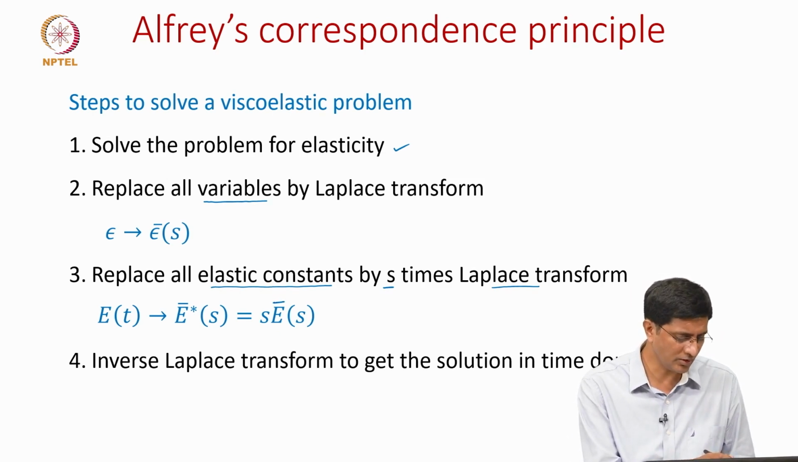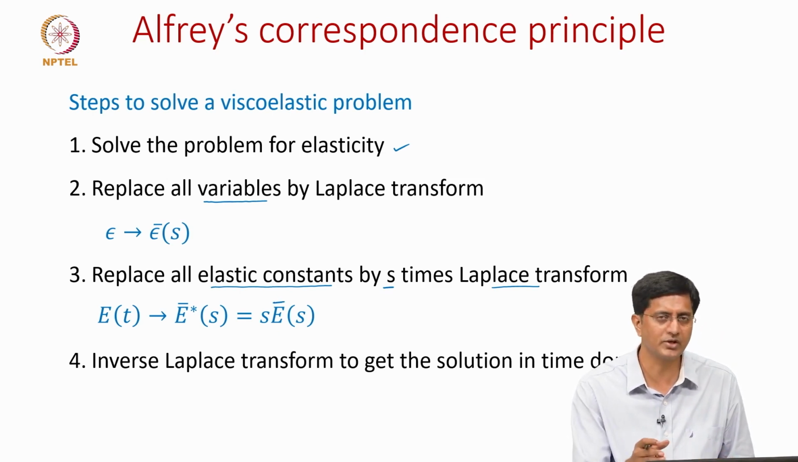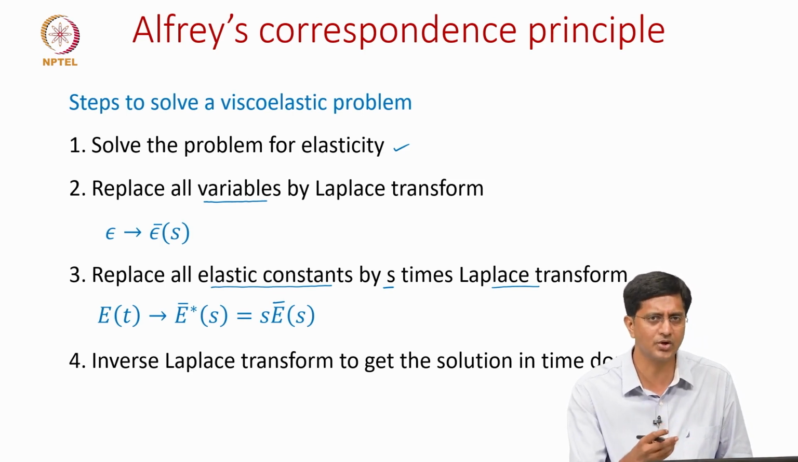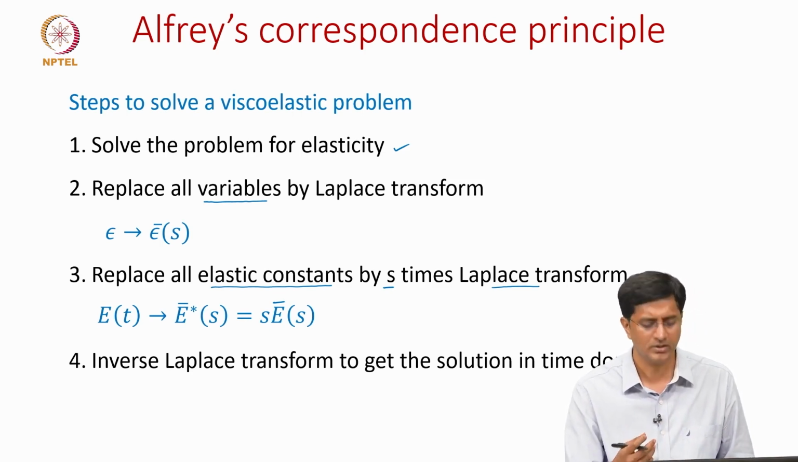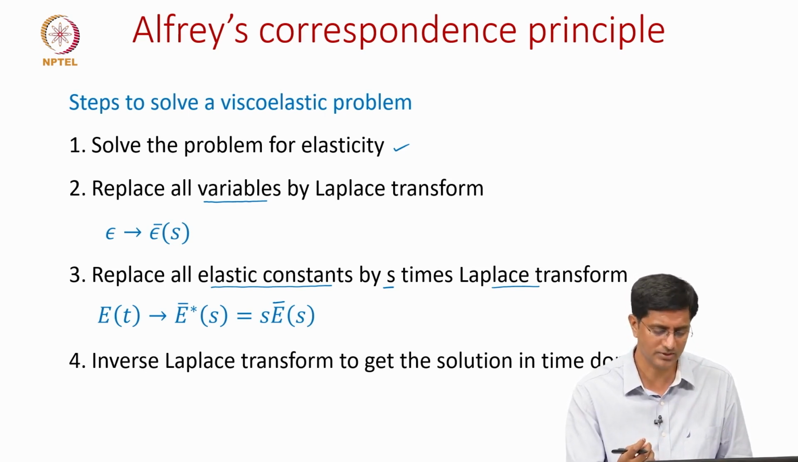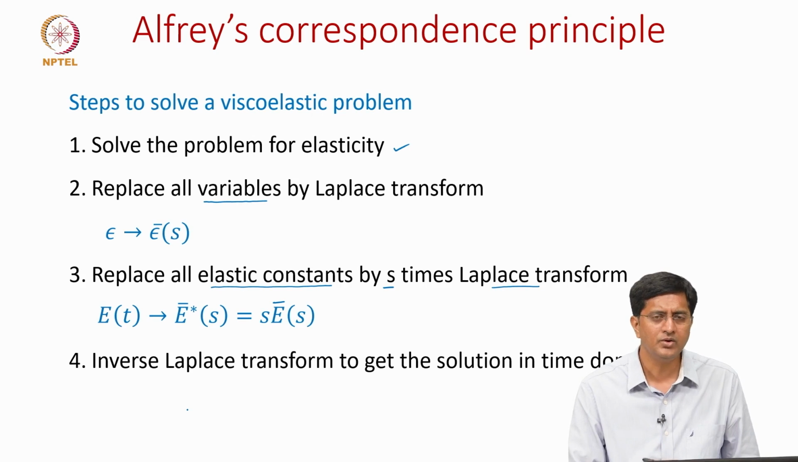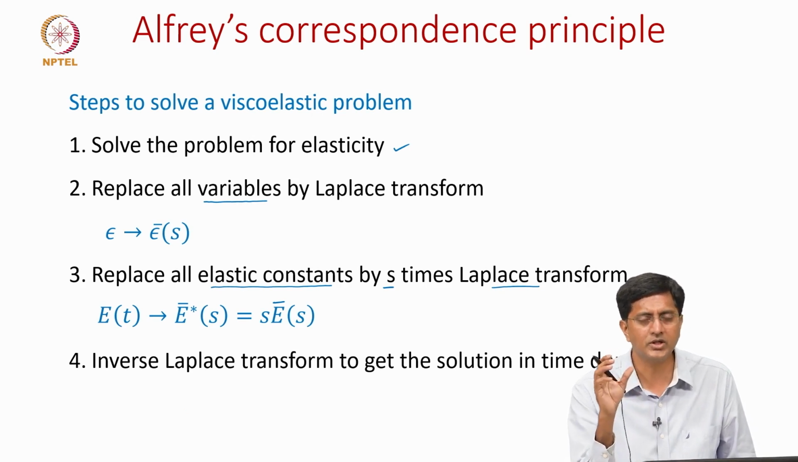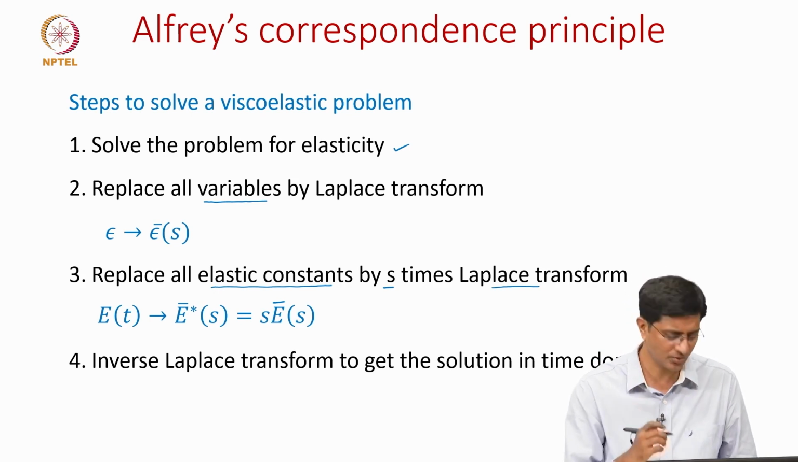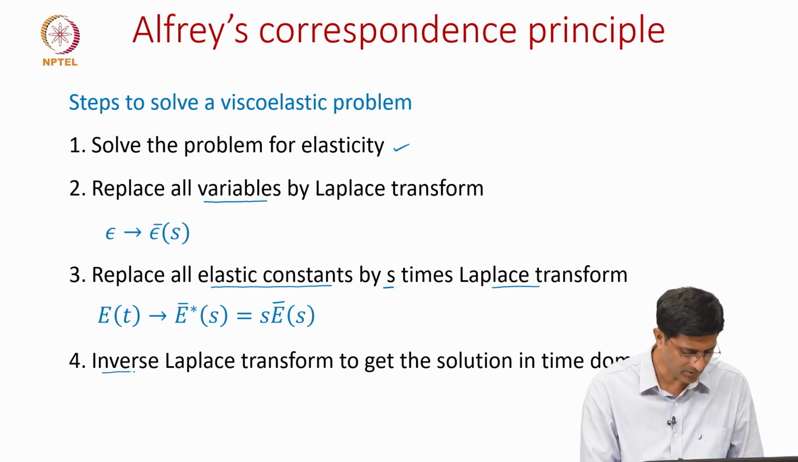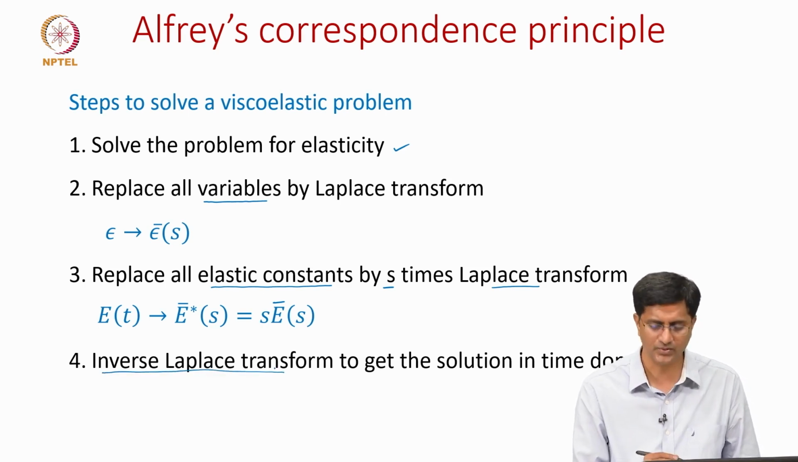Here I am only showing strain for variables. Of course, there are other variables like the stress, load, and deflections, and for the elastic constants, the others are like the Poisson ratio, bulk modulus, shear modulus, and so on. Finally, we take the solution in the Laplace domain and invert it to take it back to the time domain. Once we do the inverse Laplace transform, we get the viscoelastic solution to the problem. So, the last step is the inverse Laplace transform.